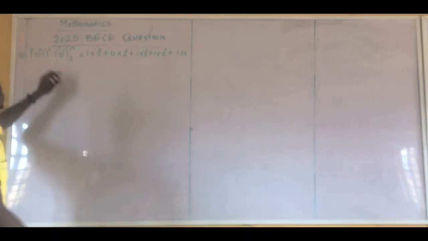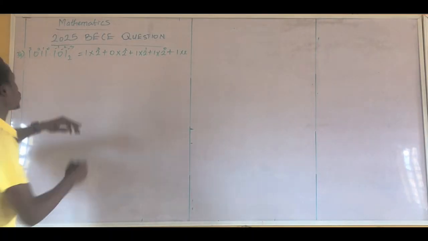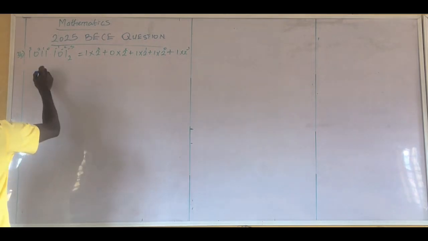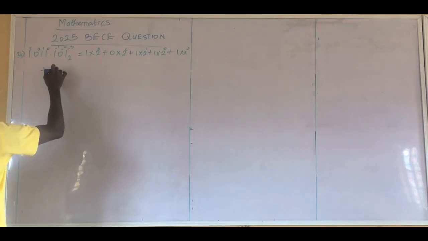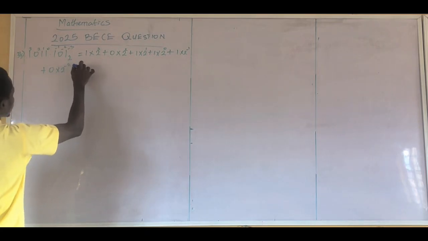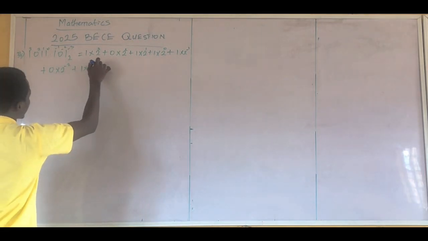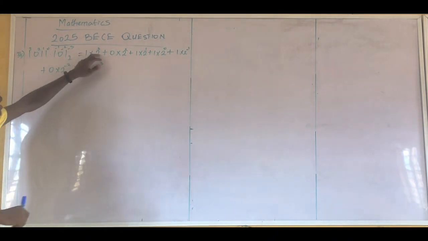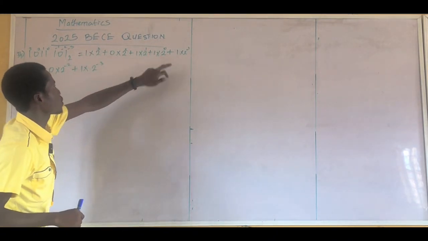Now, I want us to notice something here. This is 1 times 2 raised to power minus 1. Okay, we are still going to come to that. Then, followed by plus 0 times 2 raised to power minus 2, plus 1 times 2 raised to the power minus 3. Okay. Now, the next thing we're going to do is, let's simplify these powers here.